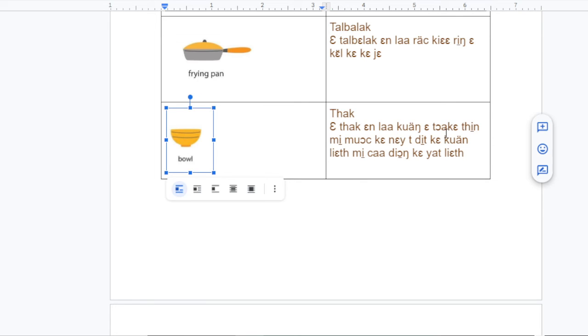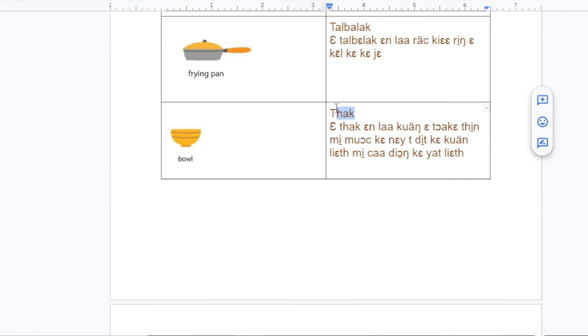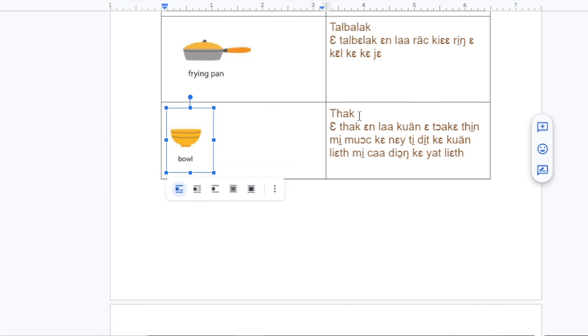Bowl. Bowl, a tak. Tak, lat kaja kapem. Lat kaja kamun. Lat jaka yet. Tak etagala, kwen tuakatin, mimoy kaneti dit ka kwen, mimoy ka kwen liet misha adyong ka yad liet balat re tak. It is called bowl. Bowl means tak.